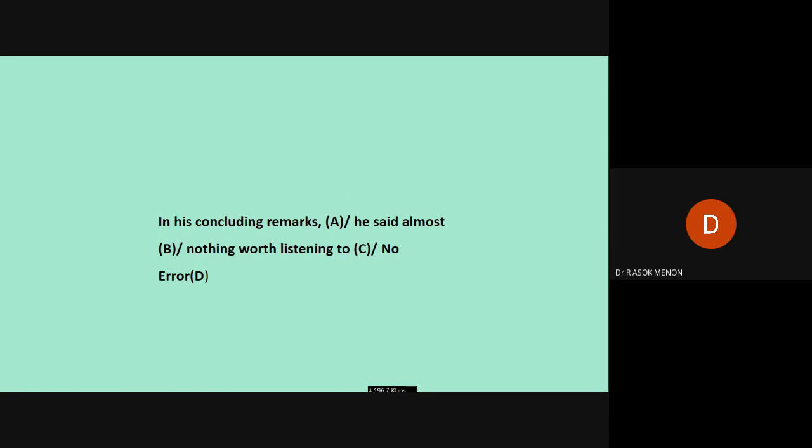Right. Now, in his concluding remarks, he said almost nothing worth listening to. See, nothing worth listening to. No need of to? In fact, there is the need of to. You cannot avoid to, because we say listen to. Please listen to me. Without to, listen has no meaning. Worth listening to. In fact, this sentence carries no mistake.